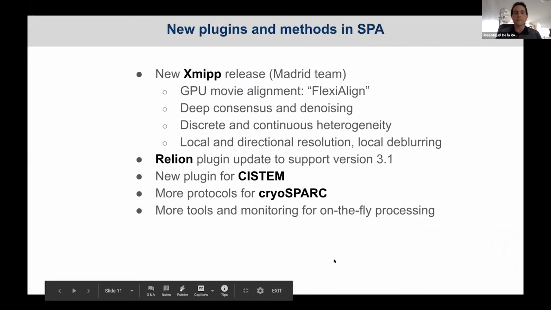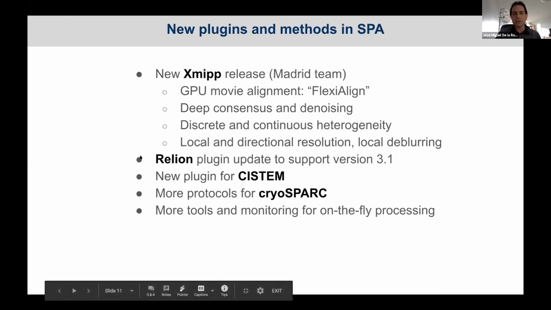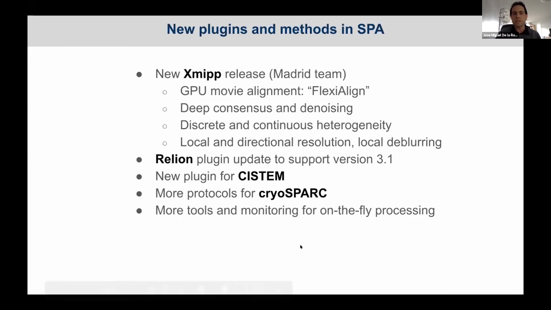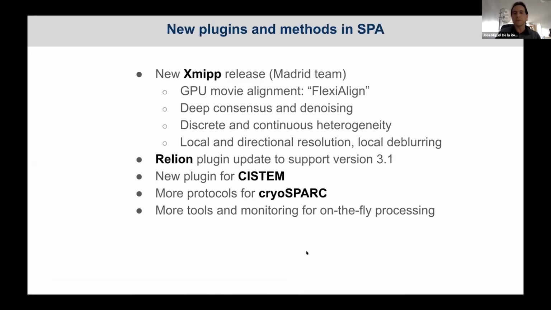So in this new version, it's not only the core, but also the Xmipp team in Madrid has worked a lot on machine learning methods for different steps, like movie alignment, local resolution, and many other tools. I will not go into too much detail. We are also planning to support the new version of Relion 3.1 in the Relion plugin. We have created a plugin for cryoSPARC, and more protocols have been integrated for it.